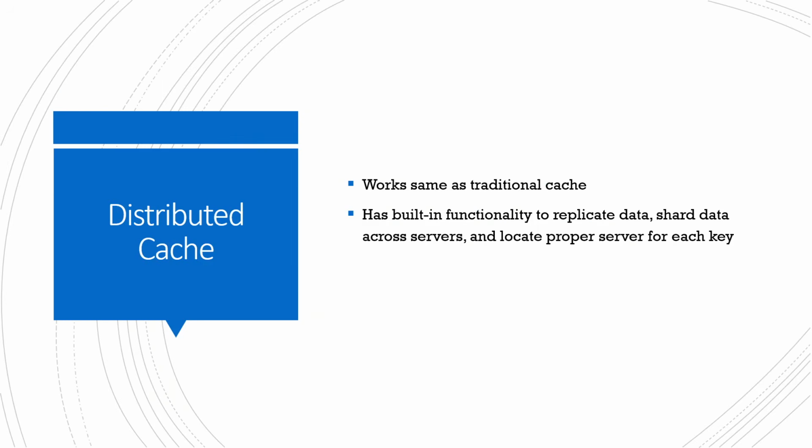Building off of simple caching, we have what's known as distributed cache, which works the same way, but has built-in functionality to replicate the data, shard it across multiple servers if our amount of data is too big for a single server, and then locate the proper server defined for each key that we're using. The main reason you do this is that at scale you don't want your entire system to break down just because your single cache server goes down. So you want some replication so that your system is more reliable.